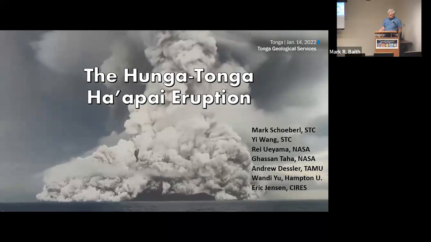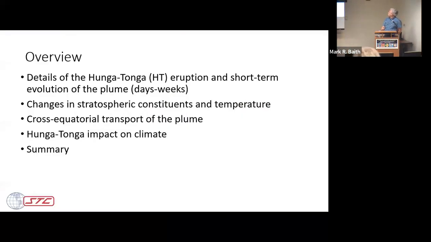Okay, so let's see, page down. So this is an overview of the talk. I'm going to give you details of the eruption in the short time after this thing blew up. And then I'm going to talk about changes in the stratospheric constituents and the temperature after the eruption. And then some information about cross-equatorial transport of the plume and Hunga-Tonga's impact on climate. I'm going to summarize everything.